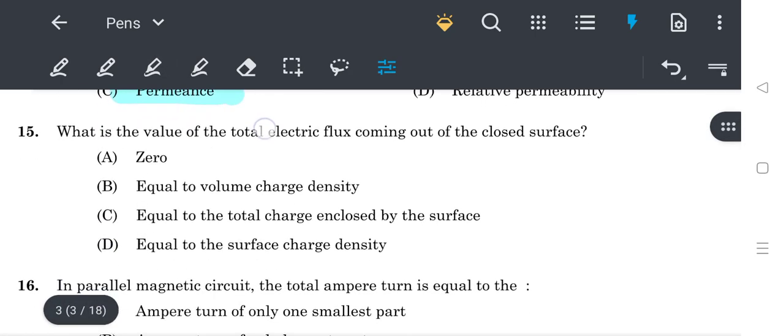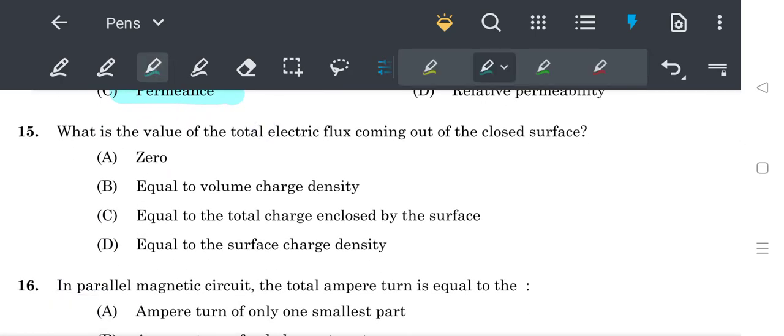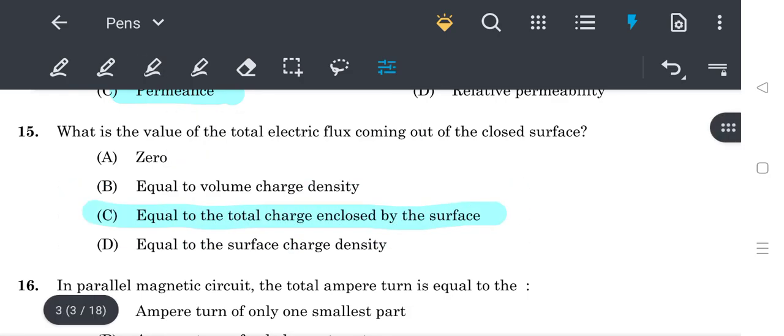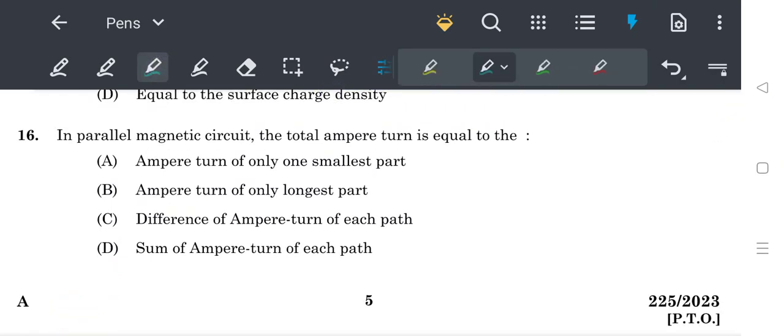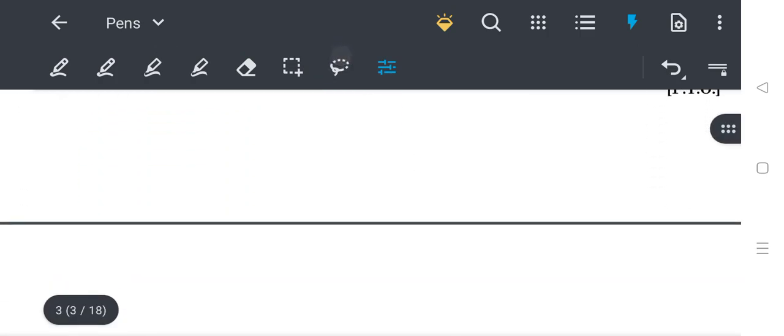permeance. Next one, what is the value of the total electric flux coming out of the closed surface? Answer option C ആണ്, equal to the charge enclosed by the surface. Next one, in parallel magnetic circuit, the total ampere turn is equal to the. Option D, sum of the ampere turn of each path.